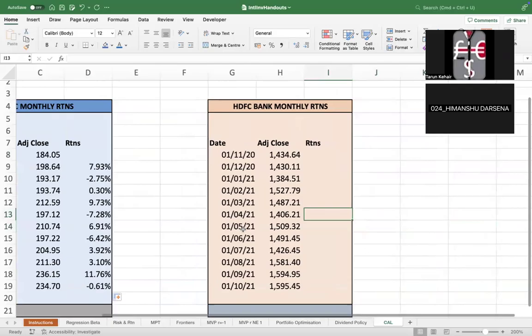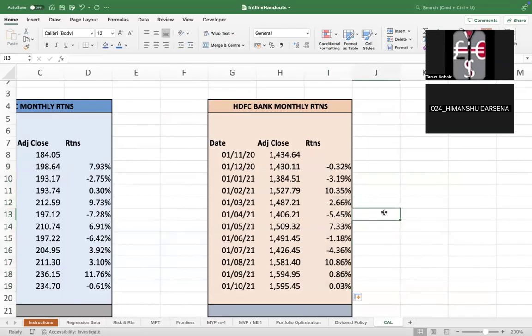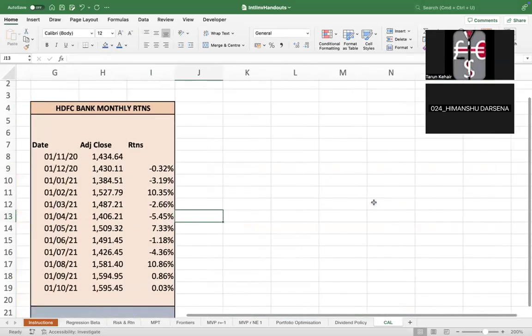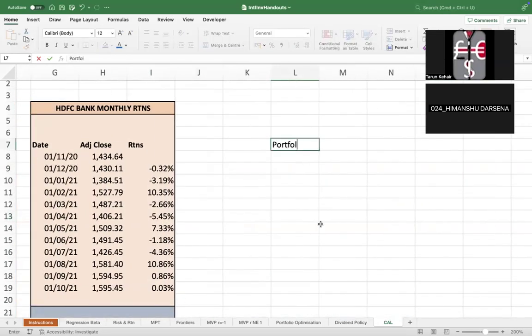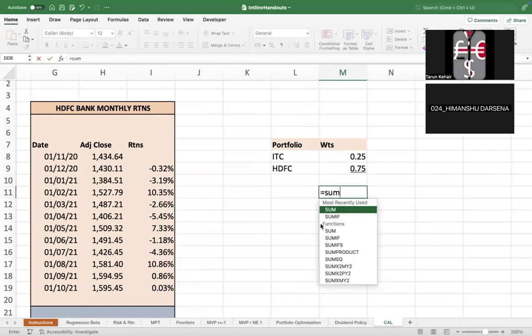Same way for HDFC Bank, I do next minus previous by previous. And I create the monthly returns for both ITC and HDFC Bank. Now to create a risky portfolio, I will need a base case. So I will take the portfolio as ITC and HDFC. The weights, you can start with random weights. So I will take 0.25 and 1 minus 0.25. Sum of the weight should always be equal to 1.